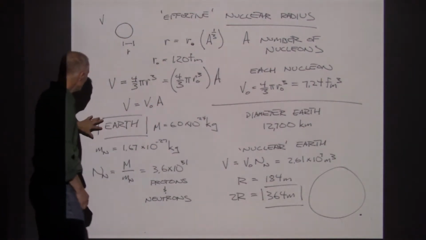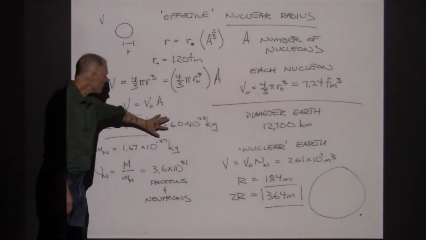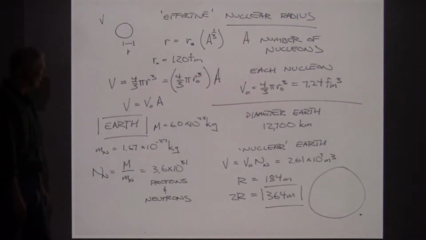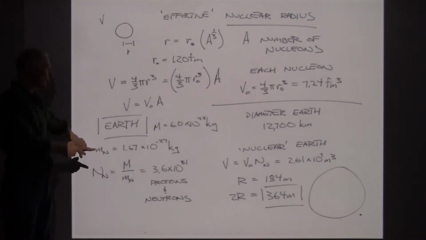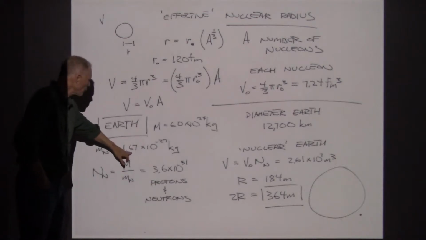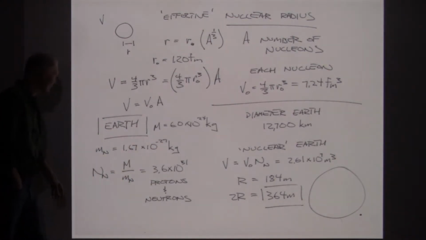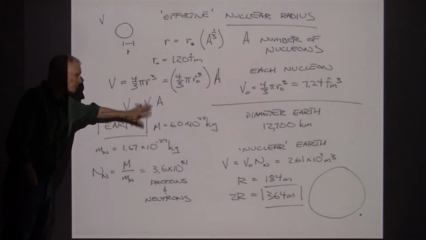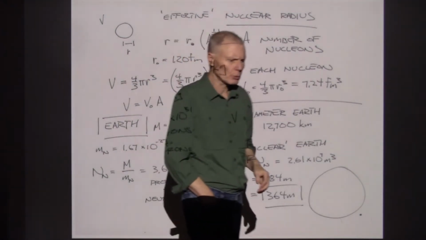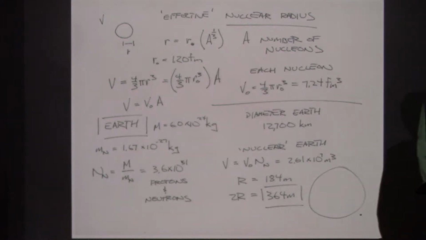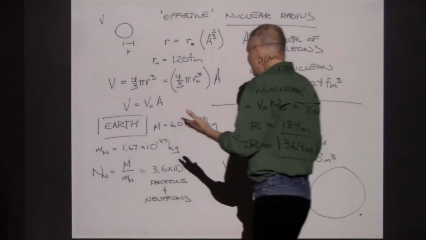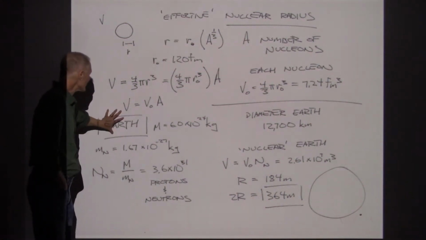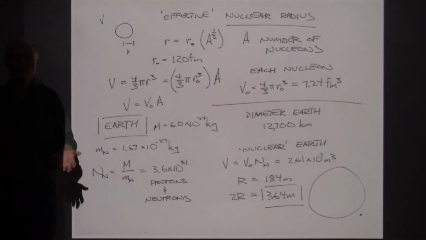So let's take an example. Here's a planet, Earth. It's got a mass of 6 times 10 to the 24th kilograms. The mass of a nucleon, a proton or a neutron, is 1.67 times 10 to the minus 27 kilograms. If we take the mass of the entire planet, how much of that mass is due to electrons? Well, it's not much. It's much less than a tenth of a percent. So 99.9% or more of the mass of the planet is due to the mass of protons and neutrons.